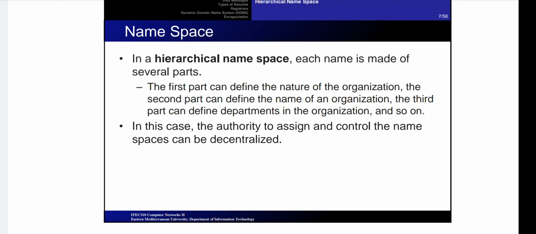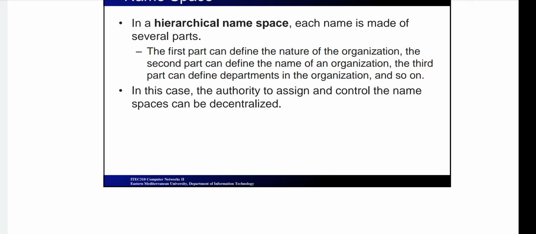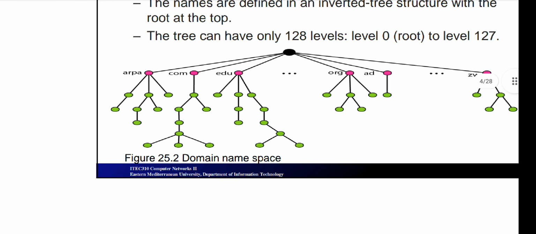In a hierarchical namespace, each name is made up of several parts. The first part can define the nature of the organization. The second part can define the name of the organization. The third part can define departments in the organization, and so on. In this case, the authority to design and control the namespaces can be decentralized.